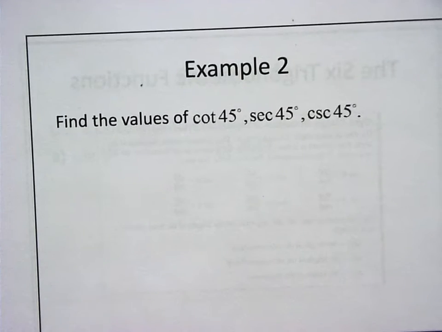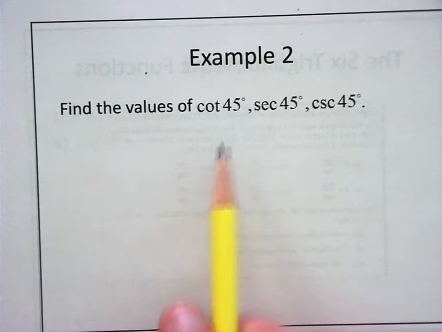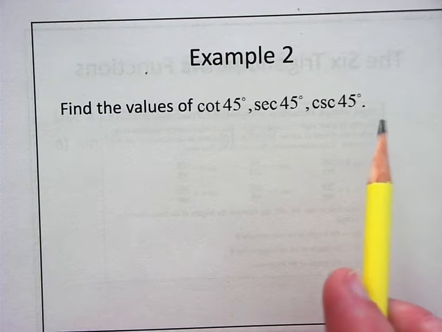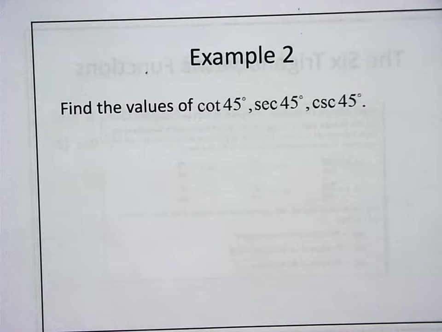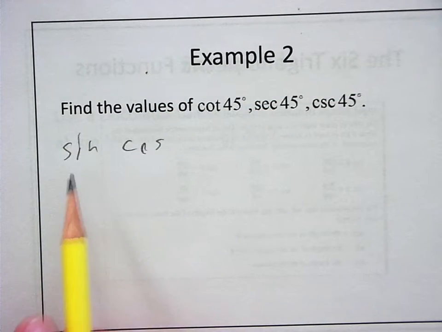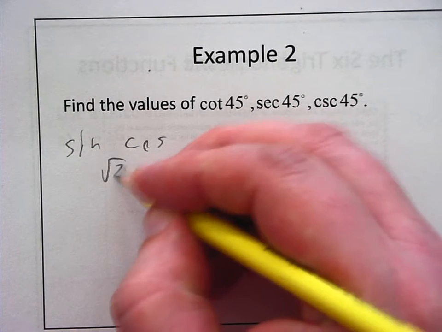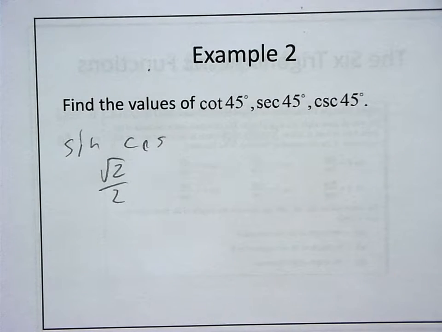Okay. Now, if I'm given something like this without the triangle drawn, I don't necessarily need it. But if it doesn't specify to round to the nearest decimal or give an approximation, you need an exact answer. So if I look at this one, cotangent, secant, and cosecant of 45 degrees. I do know sine and cosine for those, or at least I should. What's sine of 45 degrees? Square root of 2 over 2. What about cosine? Same thing.